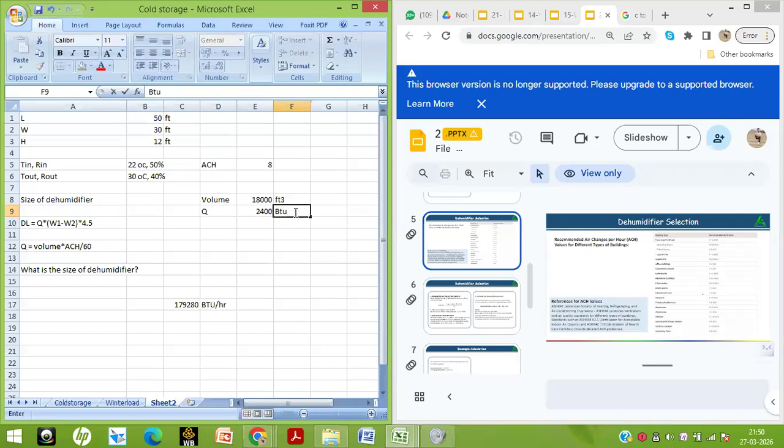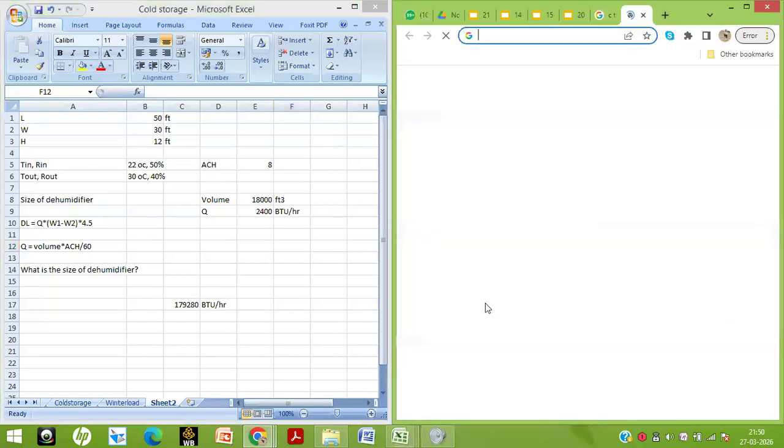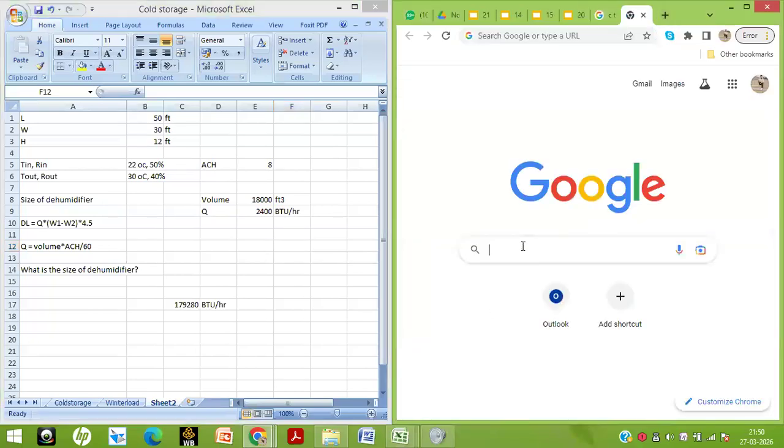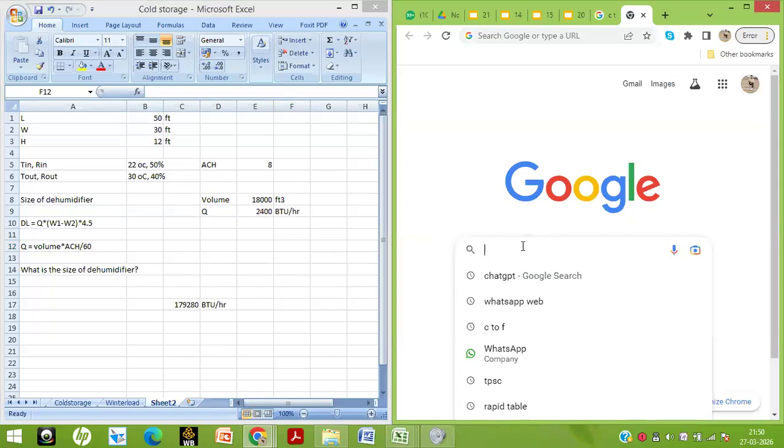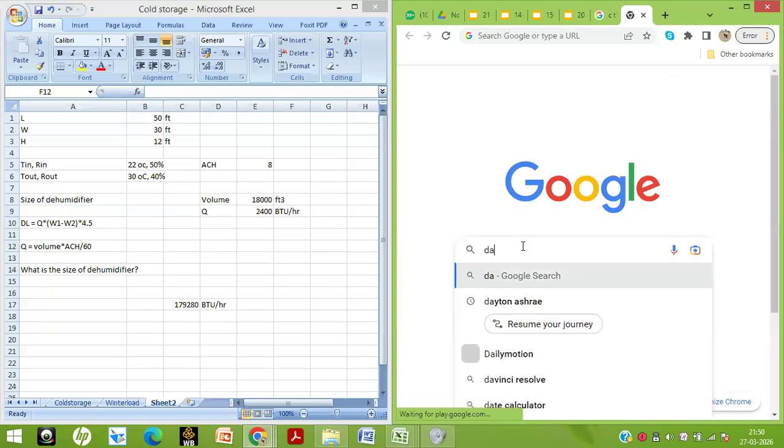Now I have found the W1 and W2 for the two conditions from the calculator. Which calculator have you used? Actually, I have a psychometric calculator itself. Oh, you have your own. Okay, fine.